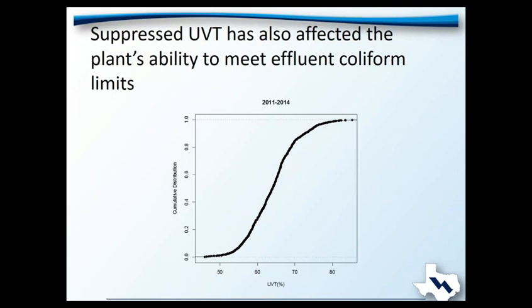When you see variability in UV transmittance, that affects the penetration of the UV light through the water column, and therefore the amount of light that hits the bugs that we're trying to inactivate, like E. coli or fecal coliform, if those are your indicator organisms.